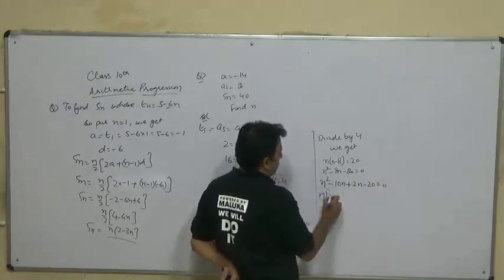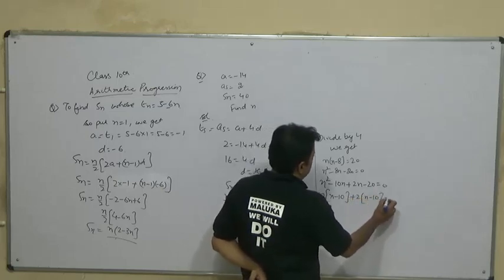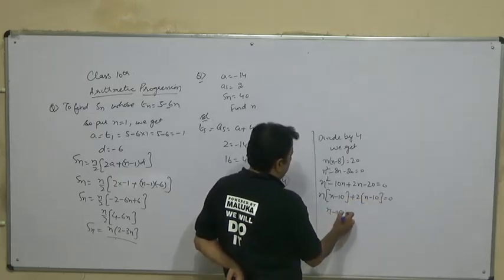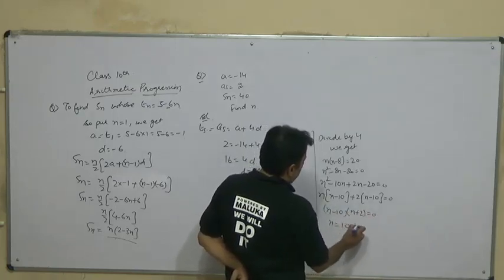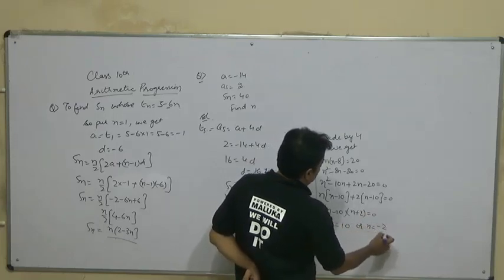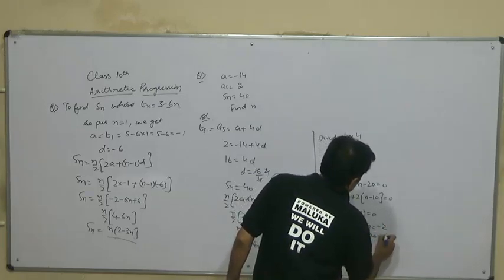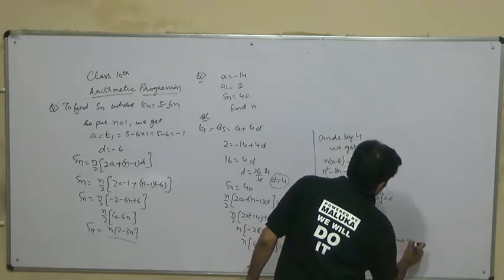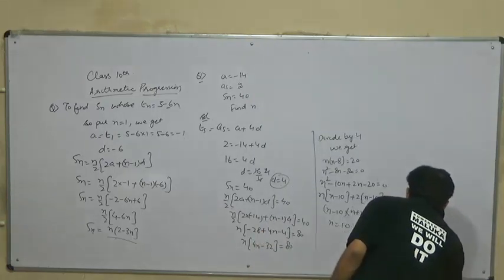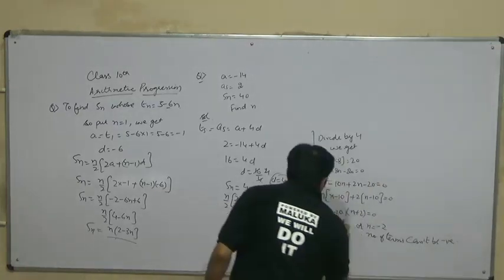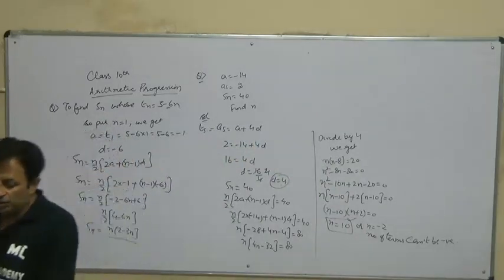Take n common from here: n minus 10 plus 2, n minus 10 is equal to 0. So n minus 10, n plus 2 is equal to 0. So n is equal to 10 or n is equal to minus 2. So the negative value is rejected, because the number of terms cannot be negative. So the value of n is 10. So there are 10 terms in this series.